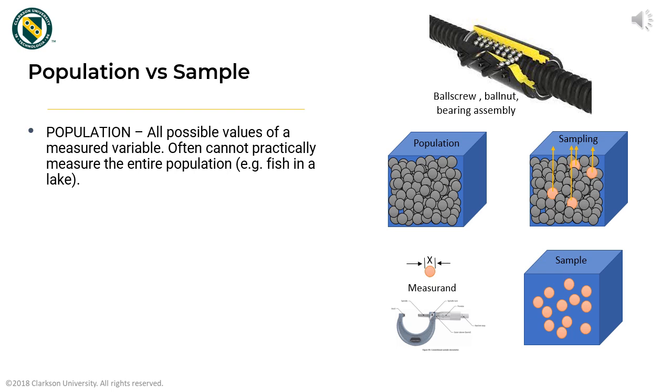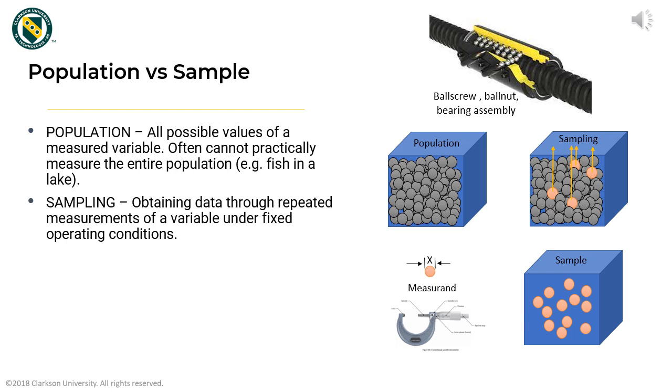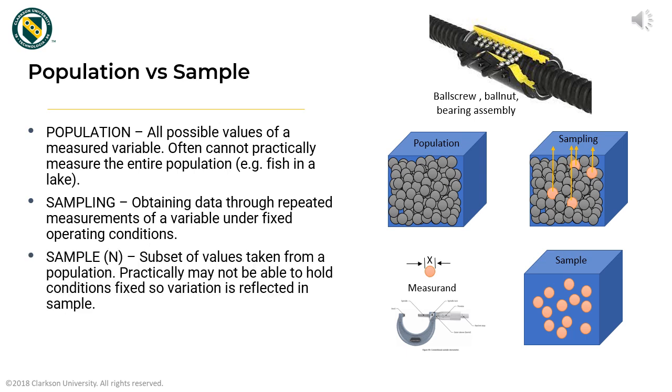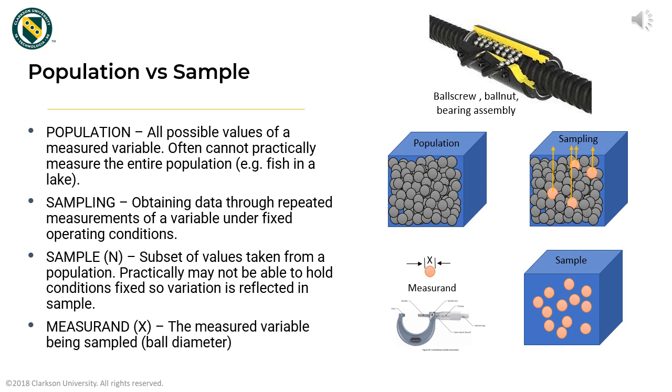In statistics, sampling is the process of obtaining data through repeated measurements of a variable, preferably under fixed operating conditions. Drawing a dozen bearings from the box is, of course, sampling. But imagine if smaller bearings settle in a box like this. We must be careful to ensure the sampling process selects representative samples from the population without bias. In statistics, the sample is simply the subset of values taken from the population, and the measurand is the name for the variable being measured. In this case, the ball diameter is the measurand.